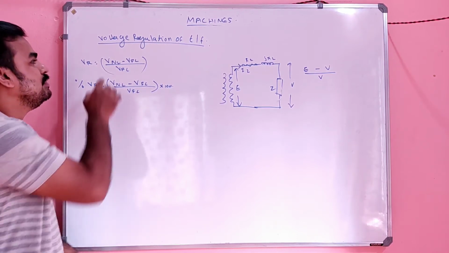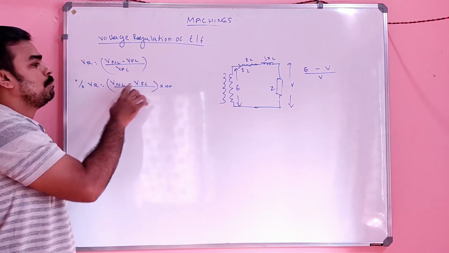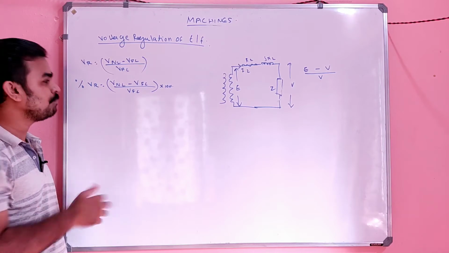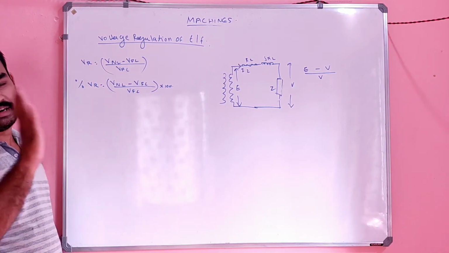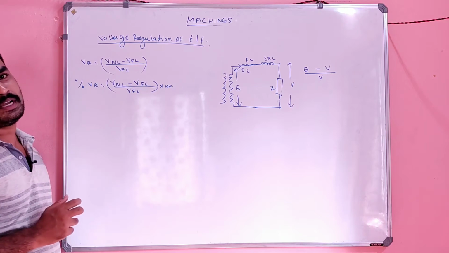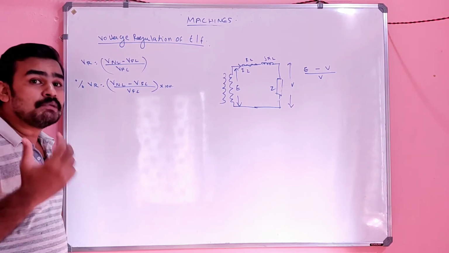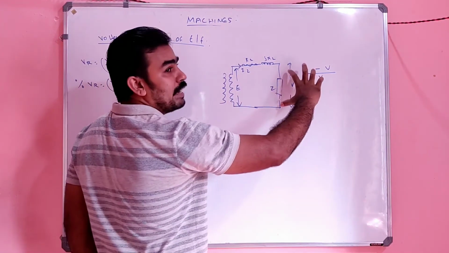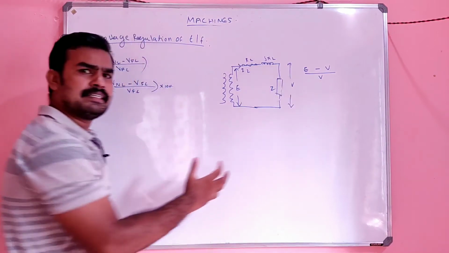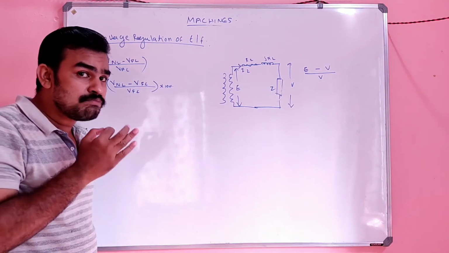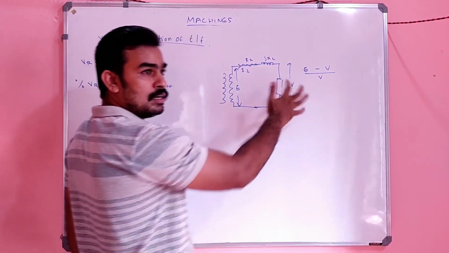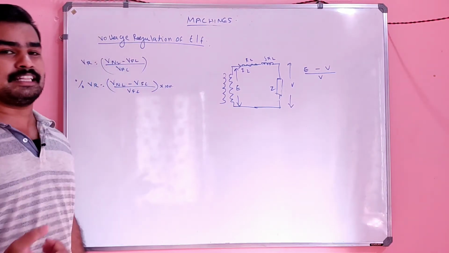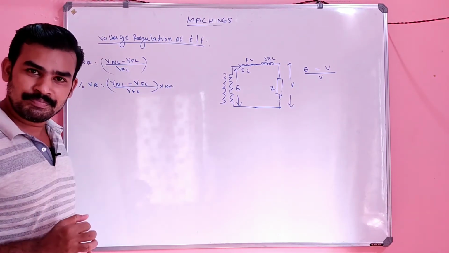The difference in voltage with respect to the load voltage is the regulation. So regulation is VNL, the no load voltage, minus VFL, the full load voltage, that is the maximum load voltage, divided by the full load voltage into 100. That is the percentage voltage regulation. If it is a very good power system, then whenever we increase the load, the terminal voltage doesn't alter too much with respect to E. Then only can we say that the system is a very good system.